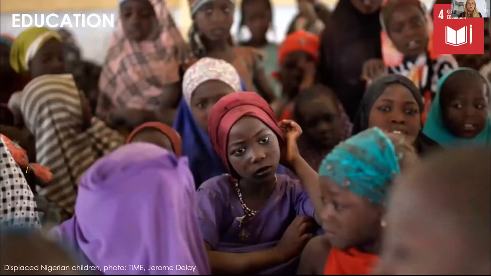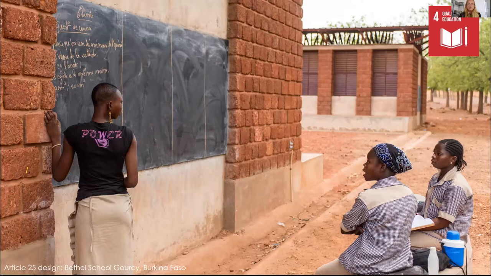We also work on education. One in five children in the world are not going to school at all, like these displaced children in Nigeria. We build schools in communities with the least resources and create inclusive educational environments for all, like the secondary school in Gursi in Burkina Faso.